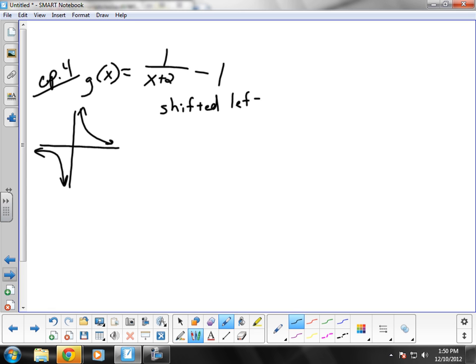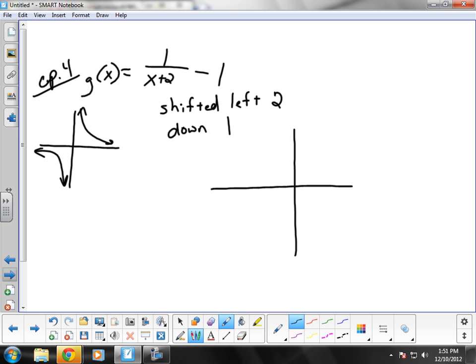Shifted it left 2 and down 1. Good. Now, let me tell you what I actually shifted. I mean, I did shift all the points, but the most important thing to shift is your asymptotes, right? So I've shifted left 2. Which one did I shift?